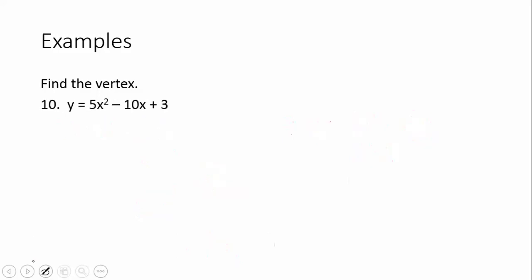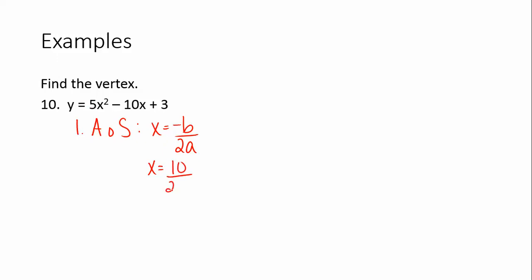Let's do another one. First we need to find the axis of symmetry. Remember, it's x equals negative b over 2a. So we get x equals, the opposite of a negative 10 is a positive 10 over 2 times 5. That's 10 over 10, or 1. So our axis of symmetry is x equals 1. That means our ordered pair is 1 comma something.